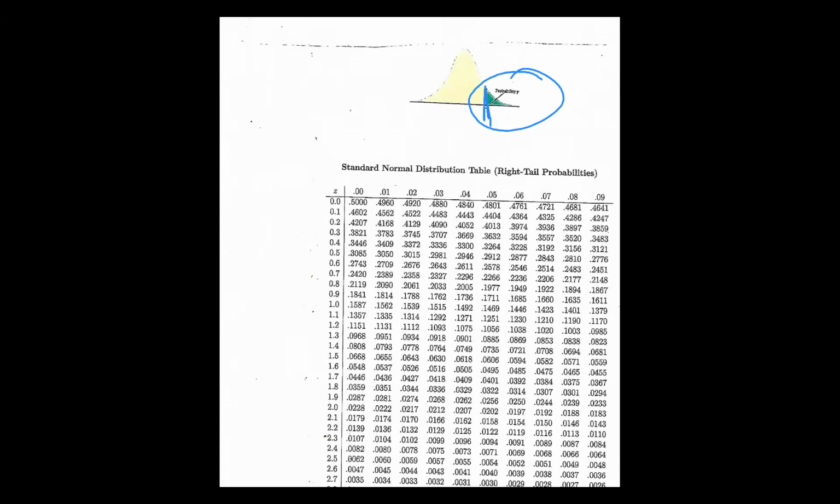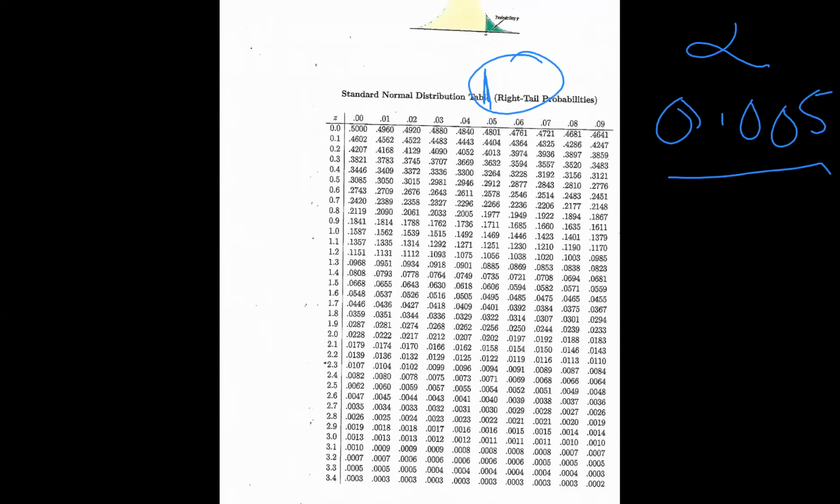So we are looking for that area. What was our alpha again? 0.005, isn't it? Yes, that was our alpha. That was the area. So we are going to look for 0.005 here in the table. Where are we going to locate it? Are we able to locate it? 0.005.